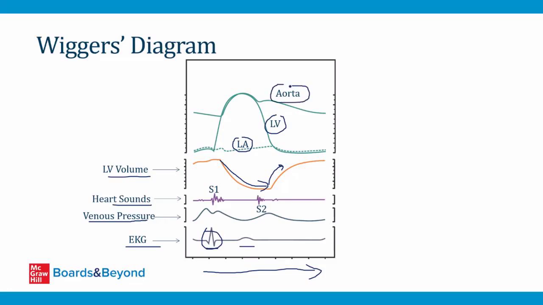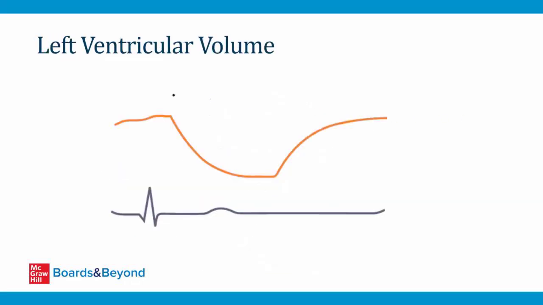And so once again, the beauty of Wigger's diagram and the reason it's been taught in physiology courses for decades and decades is because it correlates all these different parts of the cardiac cycle to one another, so you can see things that are happening at the same time. Let's start by zooming in on the left ventricular volume portion of the cardiac cycle.